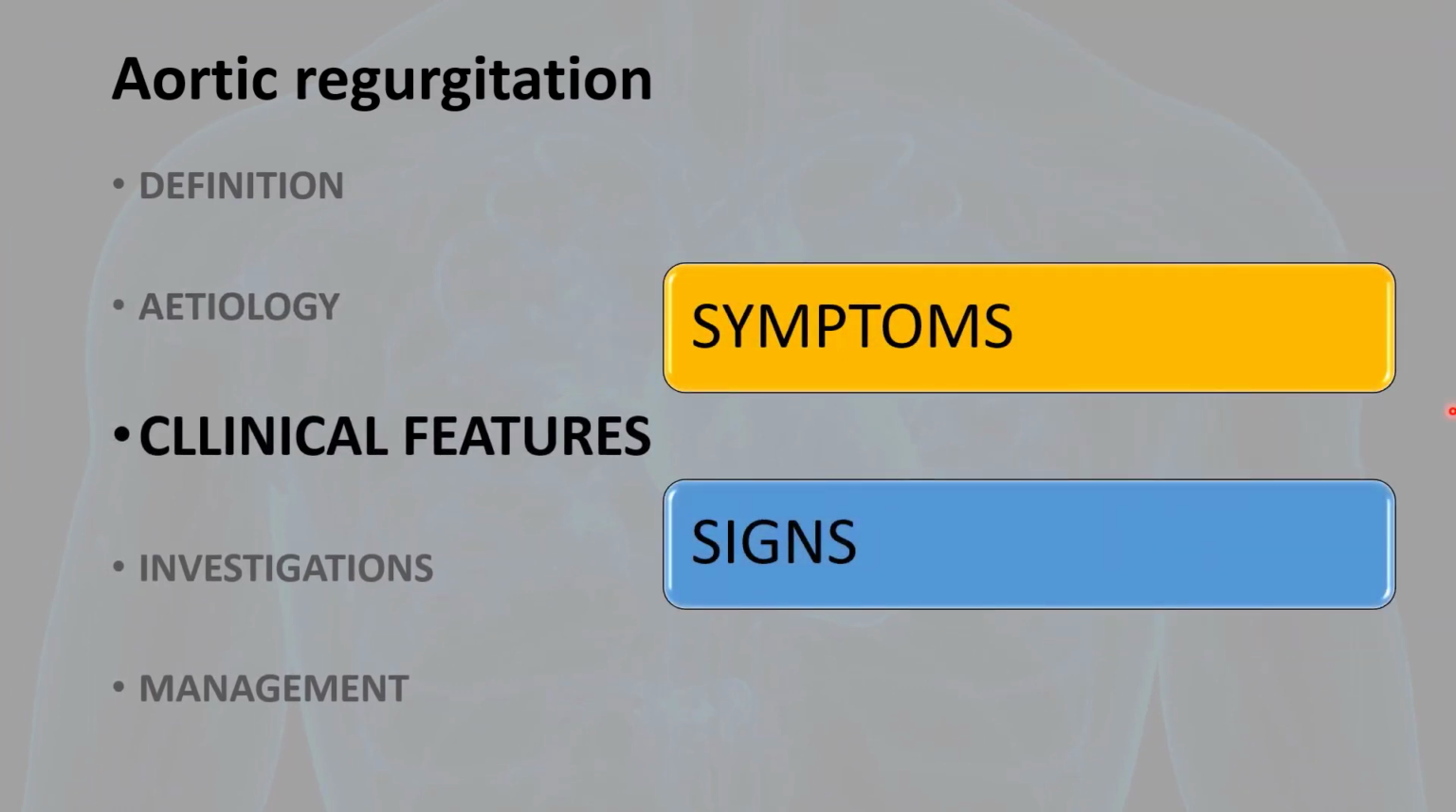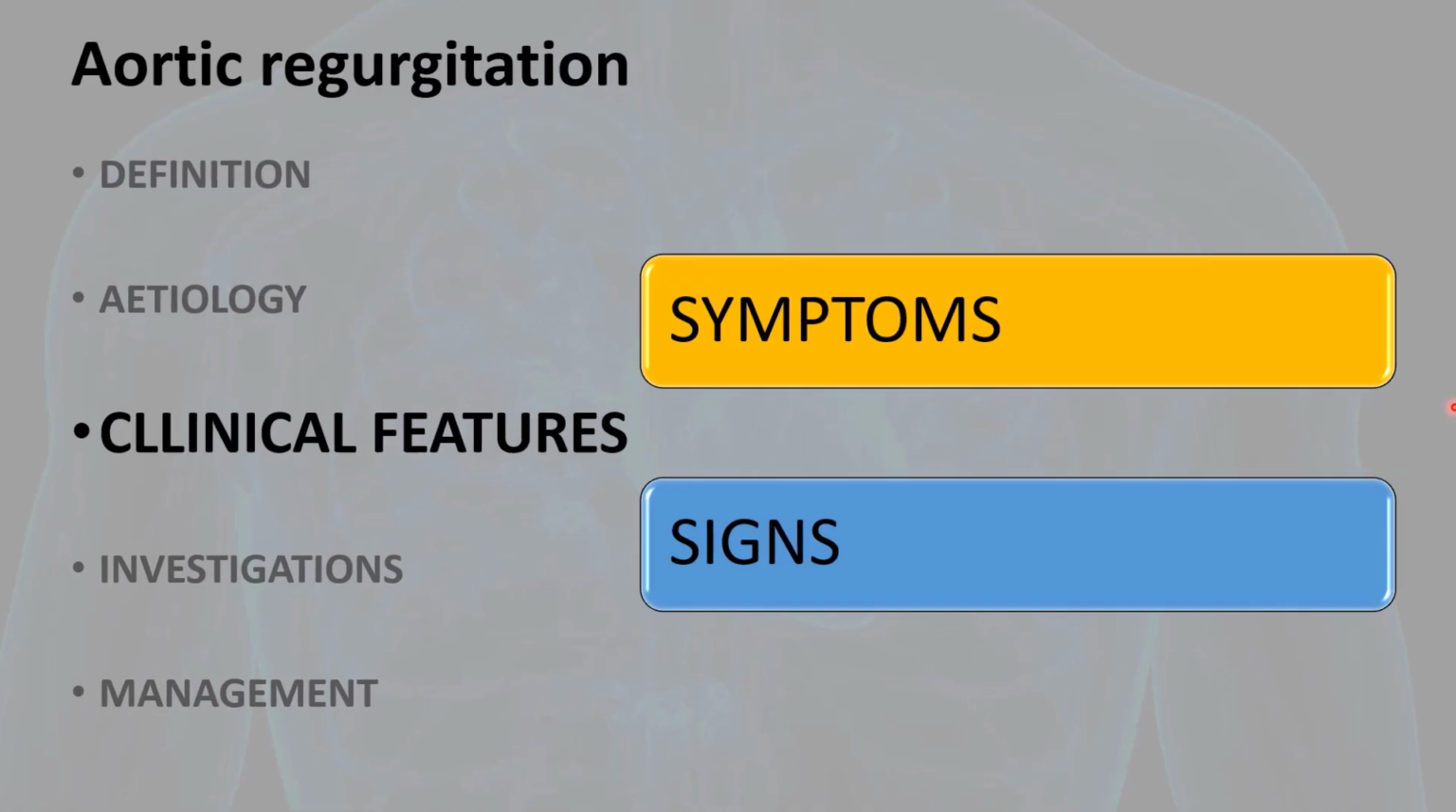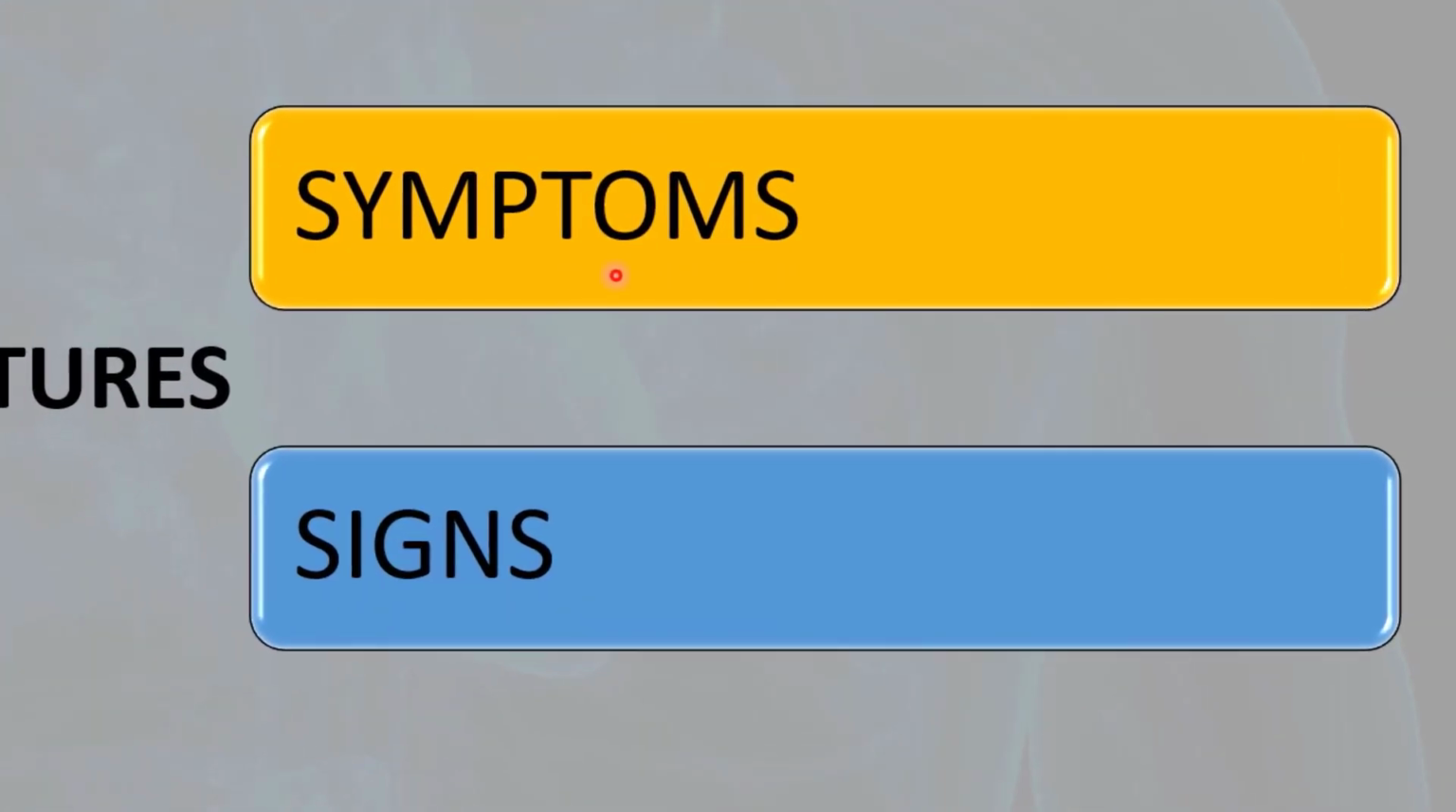Now coming to clinical features. Initial symptoms can include palpitations, dyspnea on exertion, and fatigue. Chronic aortic regurgitation may be asymptomatic for years until overt symptoms of congestive heart failure develop. Acute aortic regurgitation is a medical emergency presenting with sudden onset of pulmonary edema and hypotension or cardiogenic shock. It may also present as myocardial ischemia or aortic root dissection.